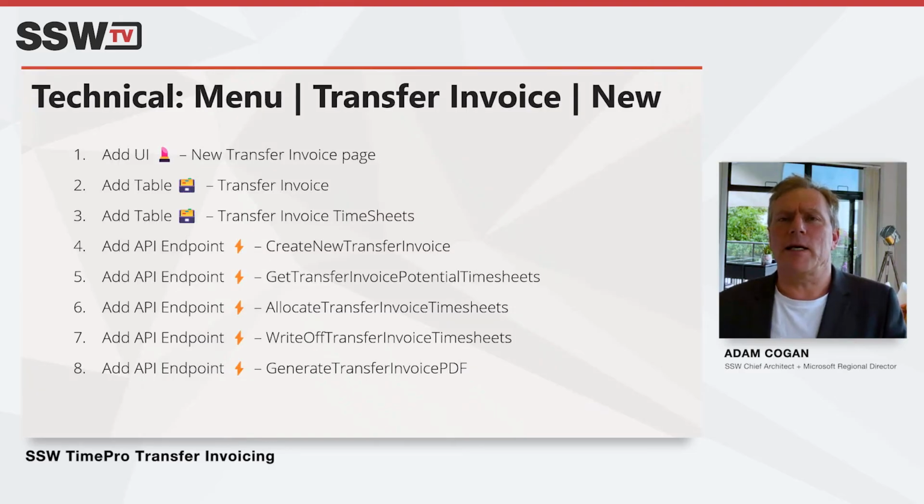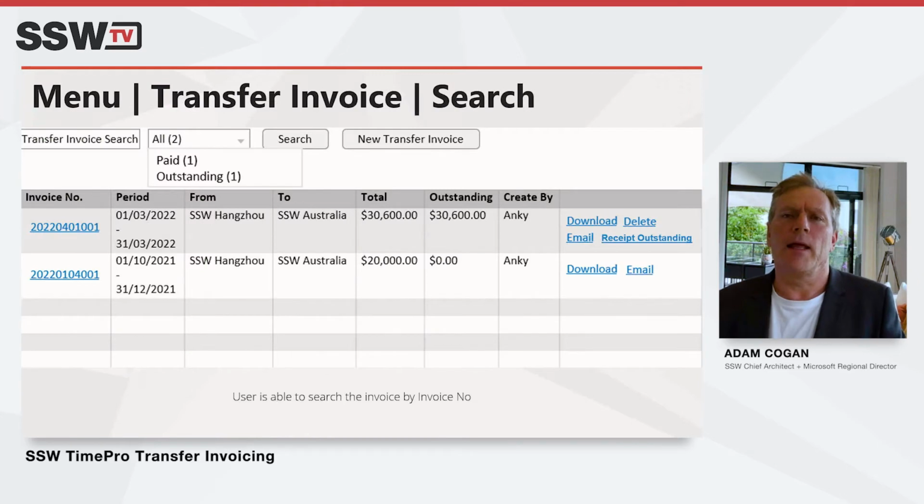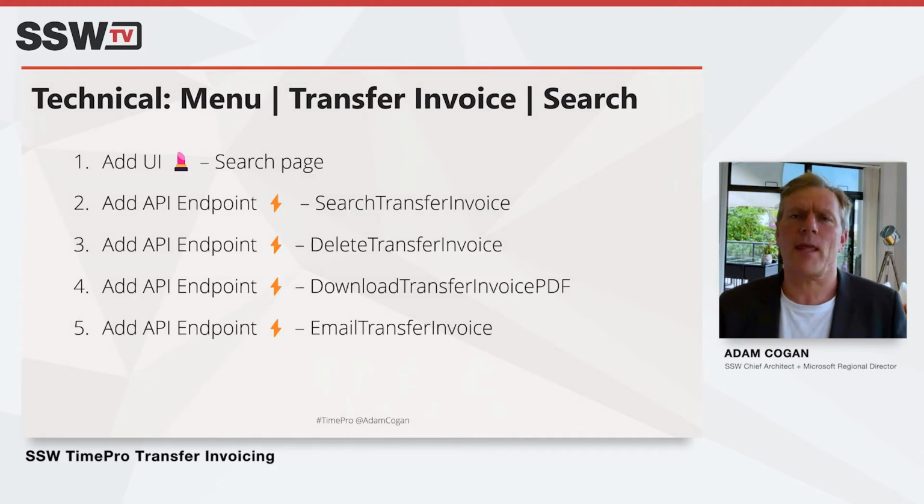Now, the technical details, if you want to know, there's some UI needs to be added, some tables, and a bunch of endpoints need to be added. Then there's this UI. So they'll need to be able to search across the list of all the invoices that have been generated. So it looks something like this. And the technical details underneath are some UI and some endpoints.